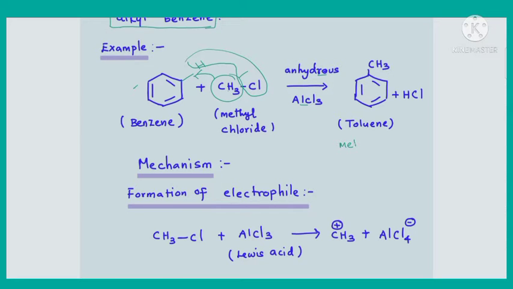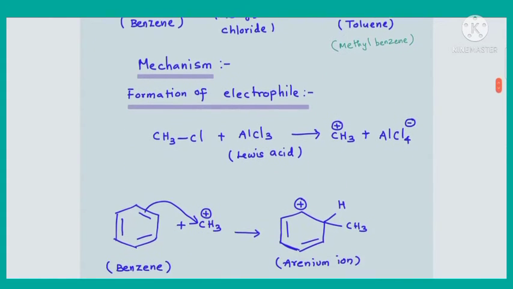What is it? Methyl benzene: a benzene ring which carries a methyl group, which has another name, toluene. The byproduct is hydrogen chloride. This is the net reaction: with benzene, when methyl chloride is added, you get methyl benzene and hydrogen chloride.